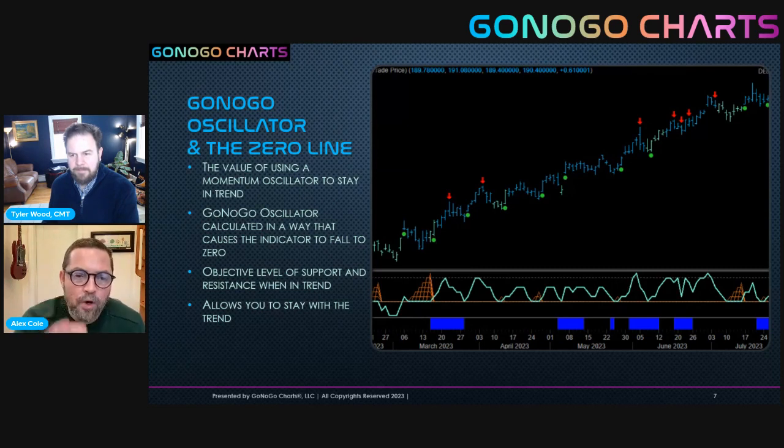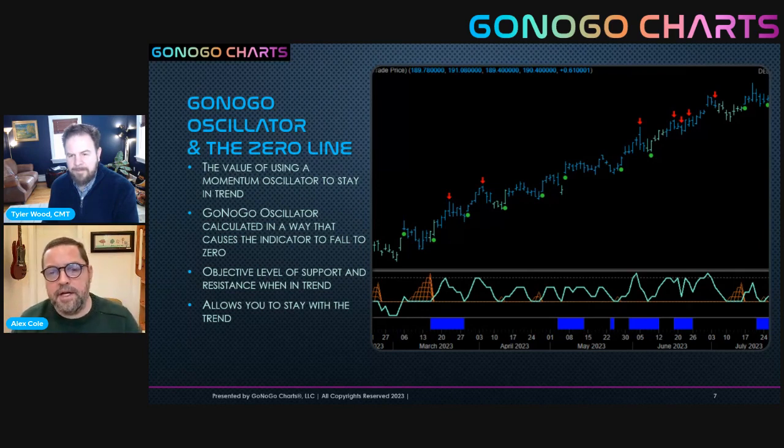So what we've done with the GoNoGo Oscillator is calculate it in a way that causes the indicator to fall or rise to the zero level when all of the inputs to that blended momentum calculation are in their respective neutral territories. Think about something like RSI, between 30 and 70, stochastics between 20 and 80, and it goes on and on. When all of those are in neutral territory, GoNoGo Oscillator hits zero.